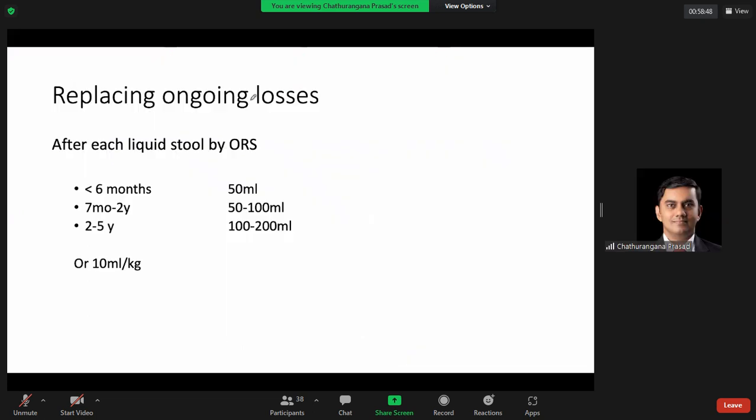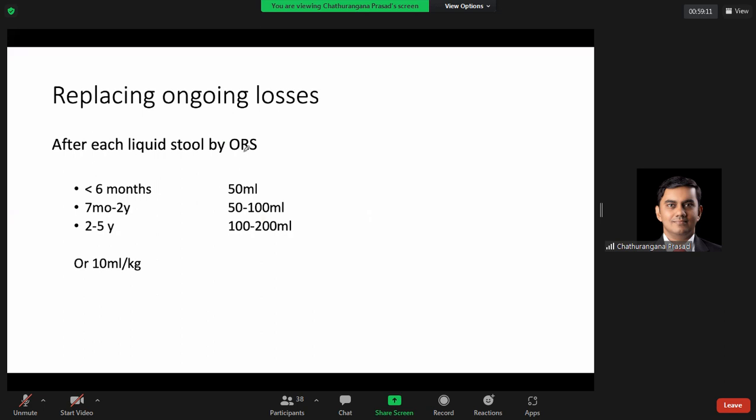Right. Now, how do you replace ongoing losses? If you know the volume, like in Pachel's case, so he has visualized that each time the child passes about a yogurt cup, that's roughly about 80 ml. Then, of course, you can replace that volume. But if you don't know the volume, especially if the child is wearing diapers, you have no idea how much you are losing, unless, of course, you start measuring the weight of the diapers. So this is a rough guide.